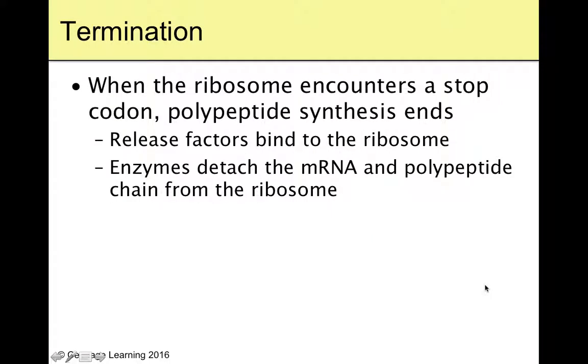So termination. When the ribosome encounters a stop codon, a codon that doesn't code for anything, the polypeptide synthesis ends. There are no more amino acids, which means we're done. The release factors bind to the ribosome. The enzymes detach from the mRNA, which is the small and the large ribosome subunit, and the polypeptide chain breaks away from the ribosome, and it's a done deal. So that's how we let go of messenger RNA.